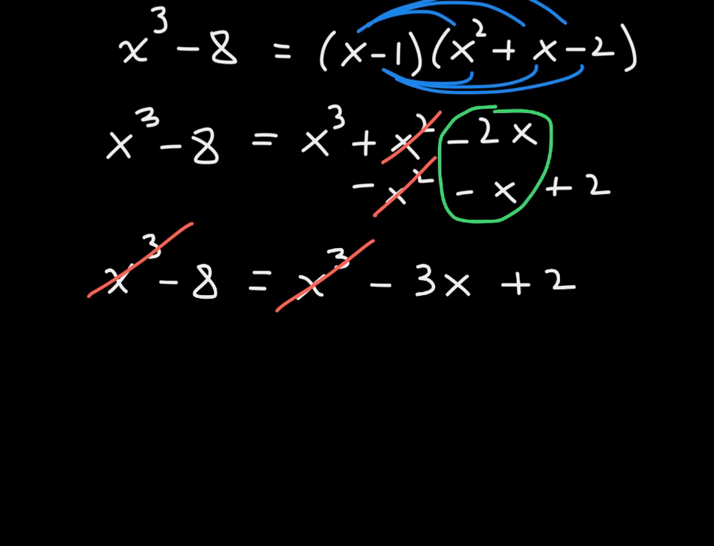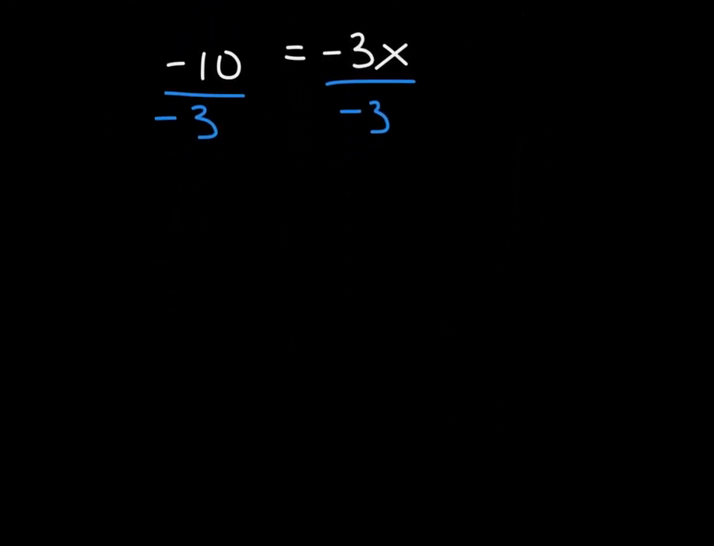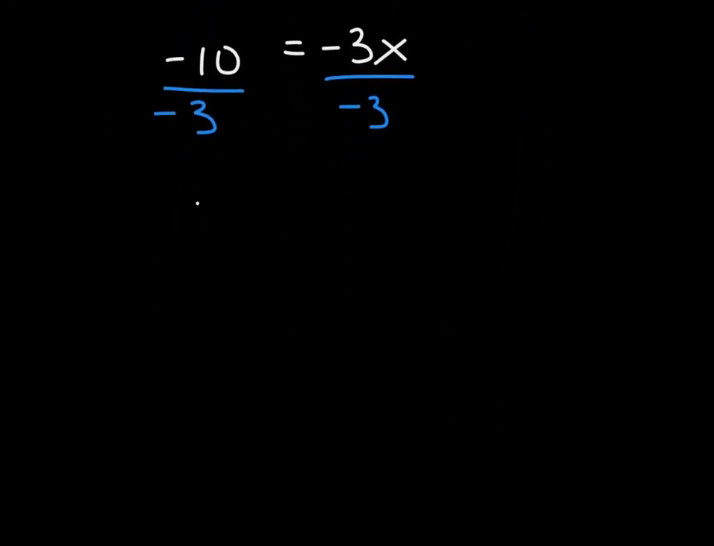So what I'm going to do is subtract 2 from both sides to isolate my variable. So this is going to be negative 10 is equal to negative 3x. So then finally, just divide both sides by negative 3, and you get that x is equal to positive 10/3.